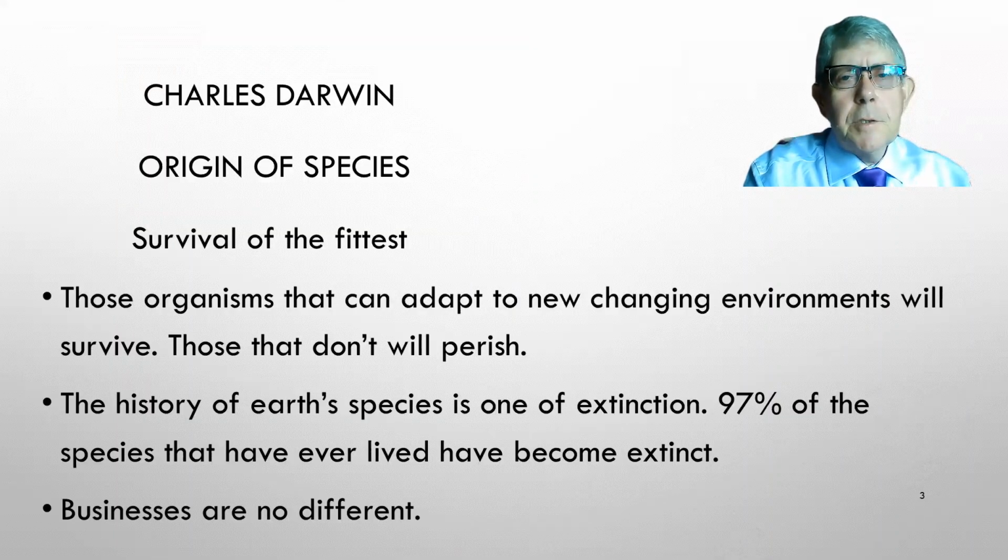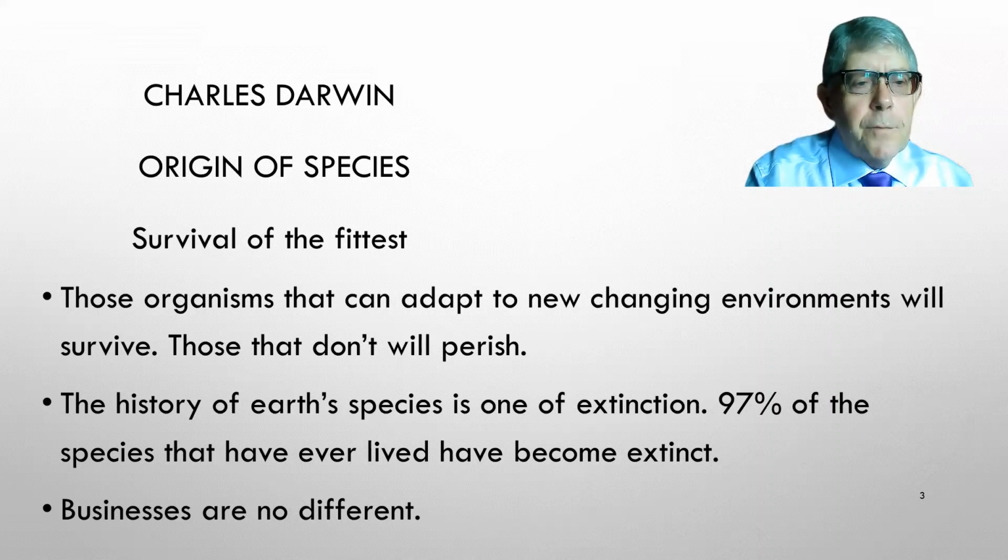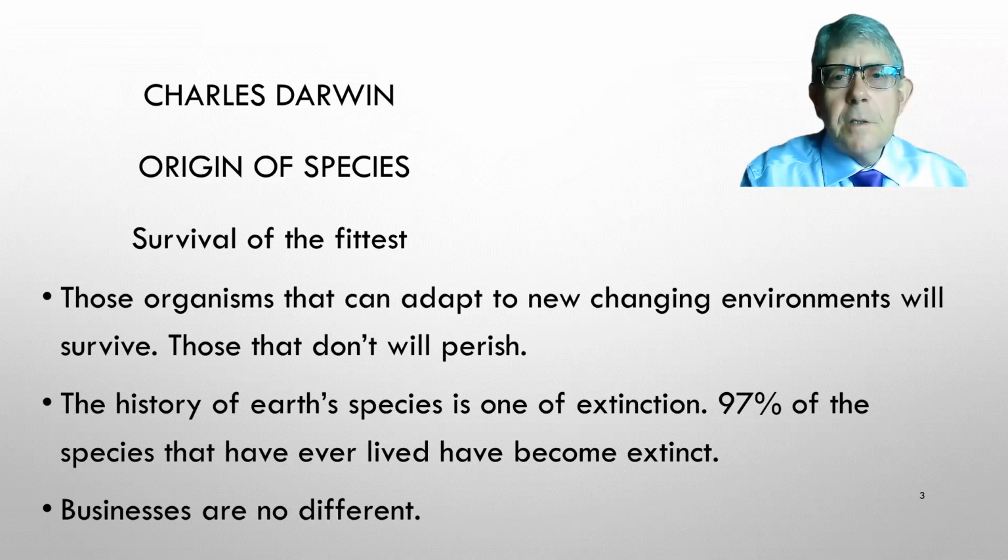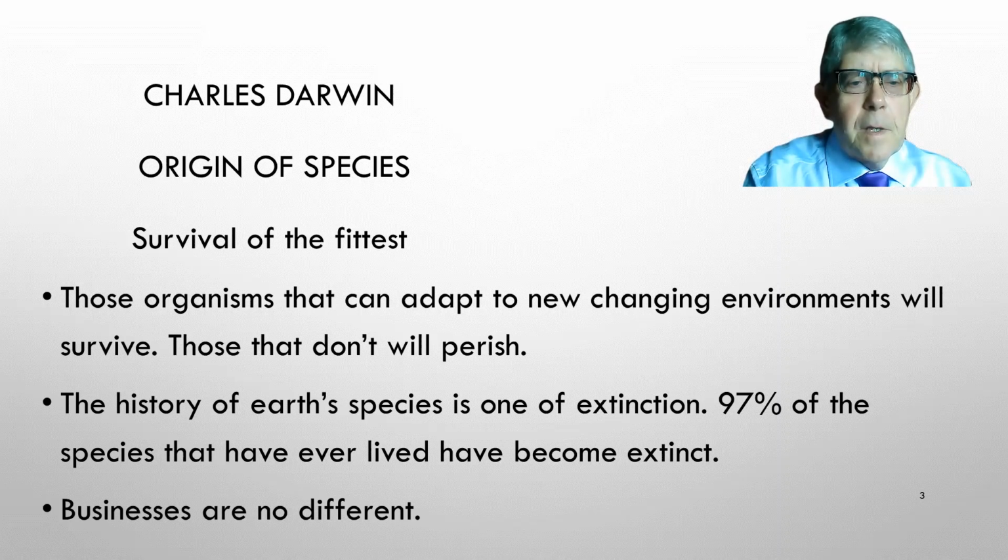Well, he is Charles Darwin. He wrote Origin of Species, and in this book, he's talked about the survival of the fittest. Those organisms that can adapt to new changing environments will survive. Those that don't will perish. The history of Earth species is one of extinction. 97% of the species that have ever lived have become extinct. And businesses are no different. In order to survive, they must adapt to changing circumstances.